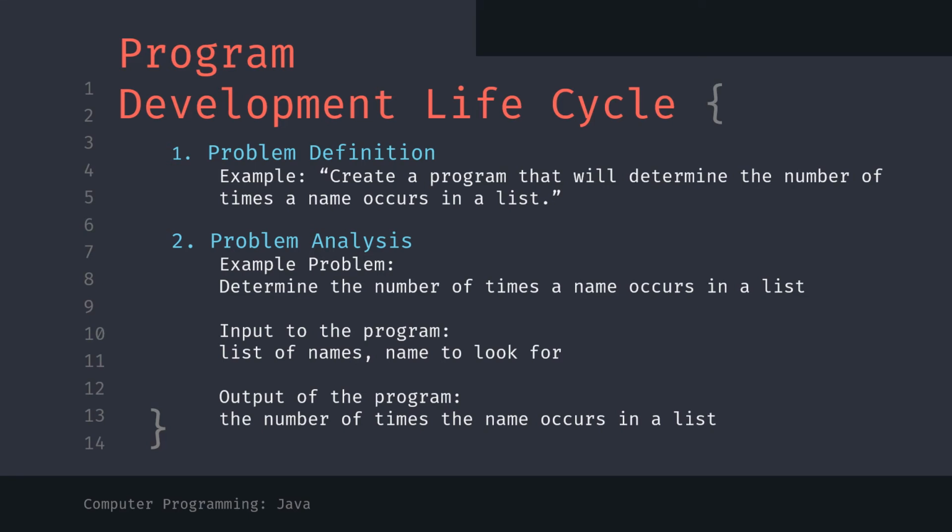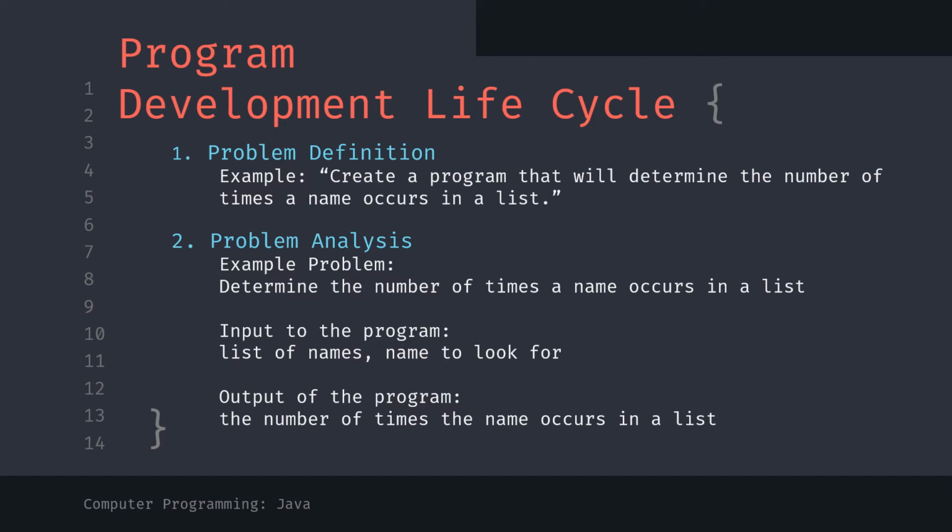Programmers do not sit down and start writing code right away when trying to make a computer program. Instead, they follow an organized plan or methodology that breaks the process into a series of tasks. This is the program development life cycle.